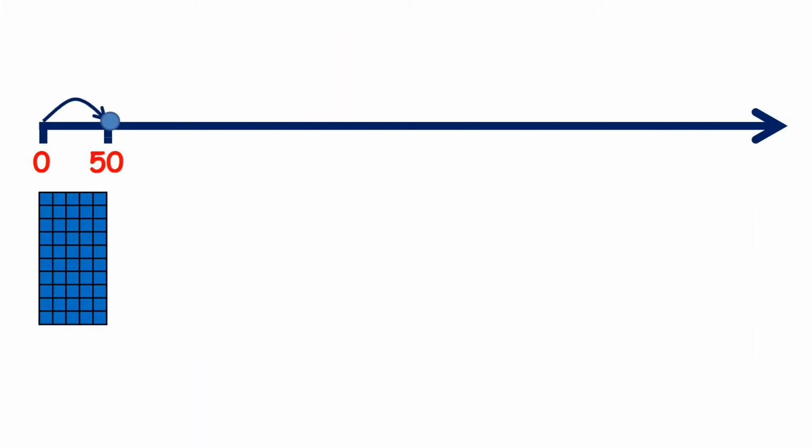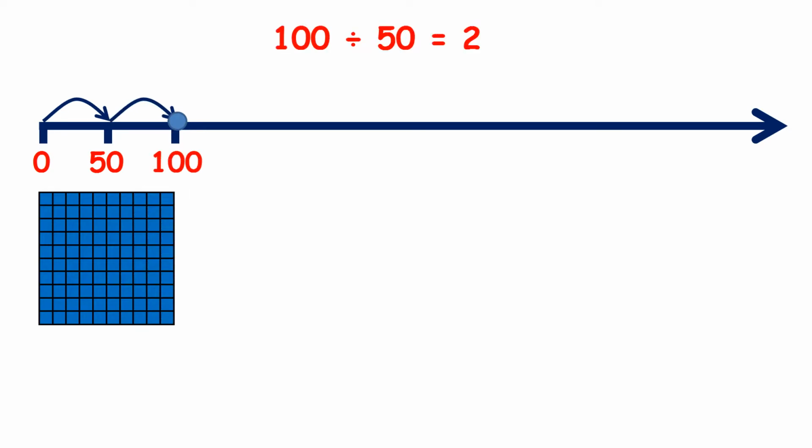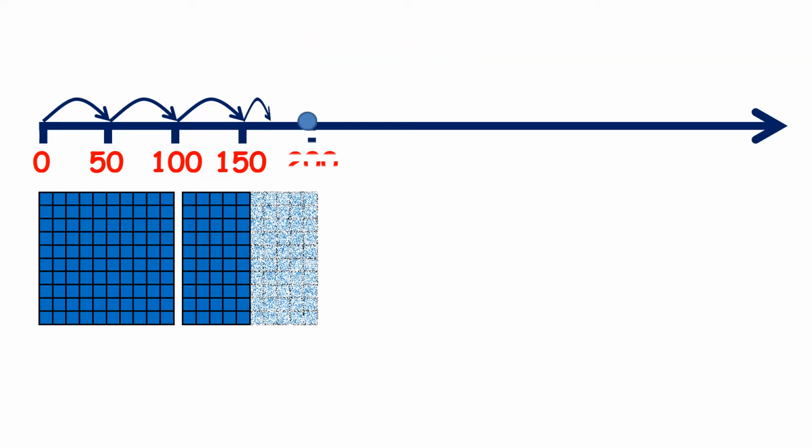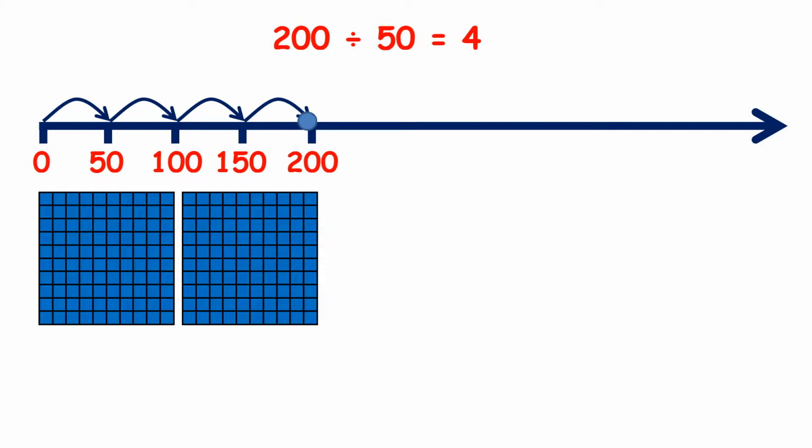Now we're going to learn our division facts for the 50 times table. 0 divided by 50 is 0. 50 divided by 50 is 1. 100 divided by 50 is 2. 150 divided by 50 is 3. 200 divided by 50 is 4.